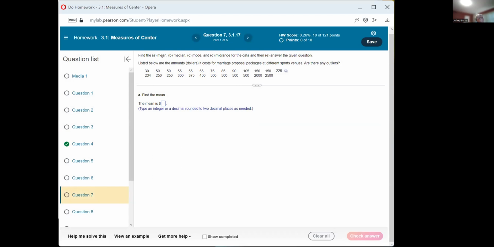Okay, so in this one, it says find the mean, median, mode, and mid-range for the data set, and then we're going to answer some other questions. So we're going to do this again. I'm going to turn this off, and let me go ahead and open this in StatCrunch again like I did before. Do a new share.